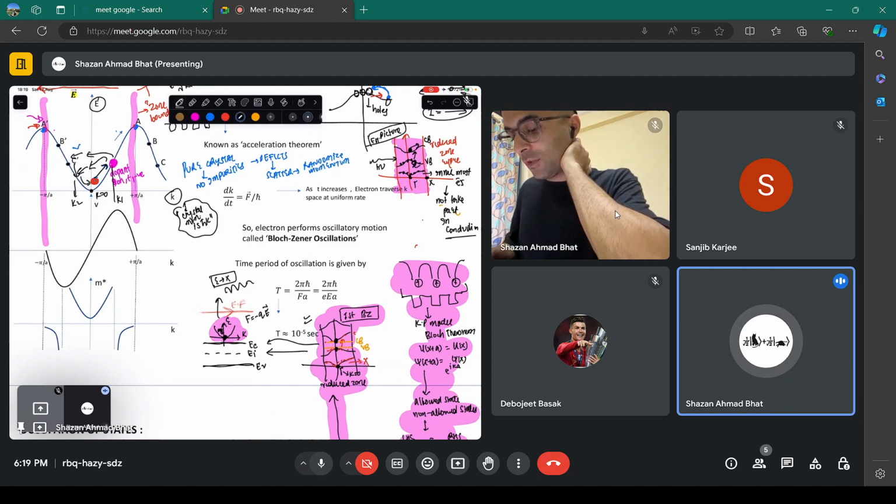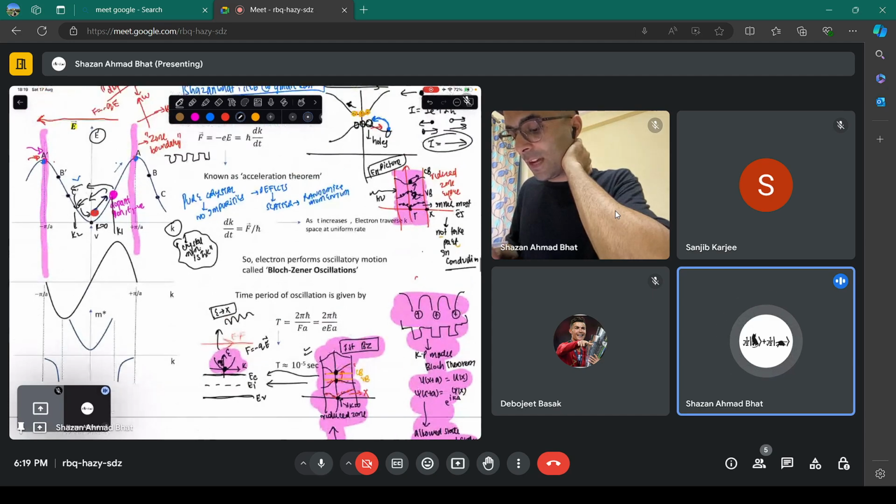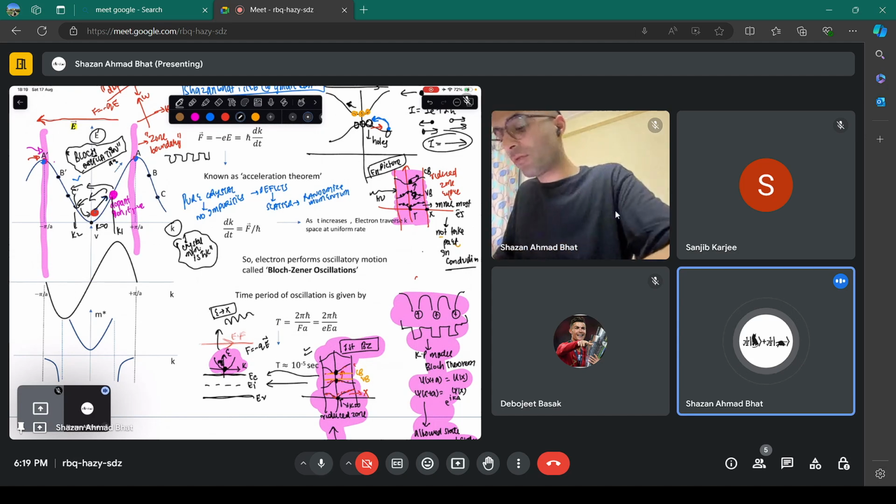So that is why this particular scenario of Bloch oscillation is very difficult to see experimentally. Even if you have the purest of devices, only then are you able to see it.